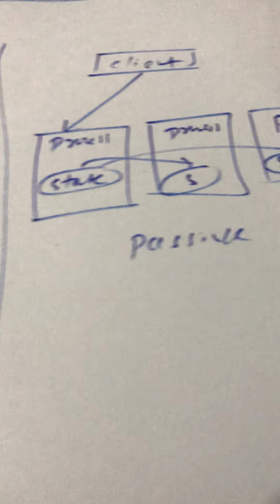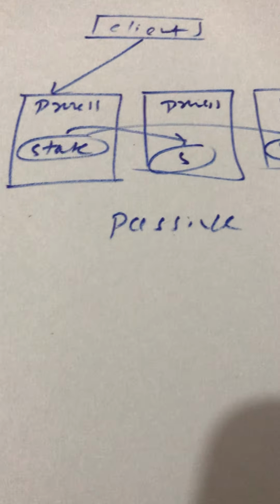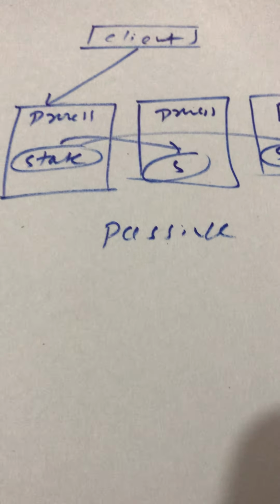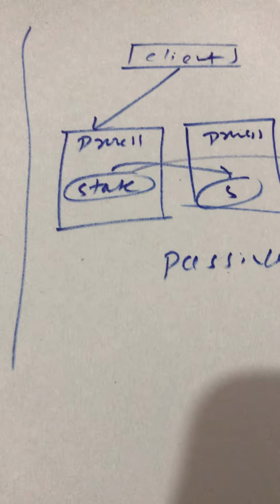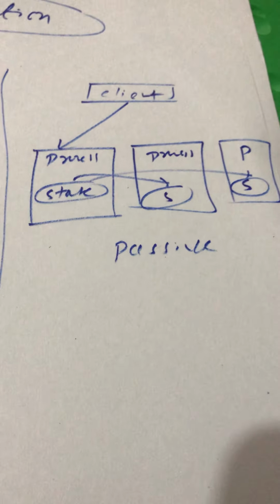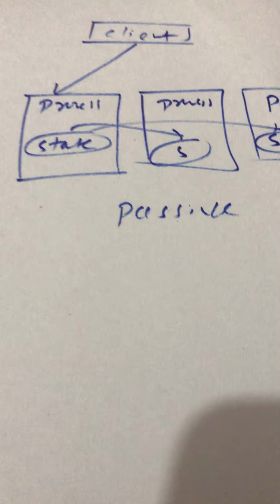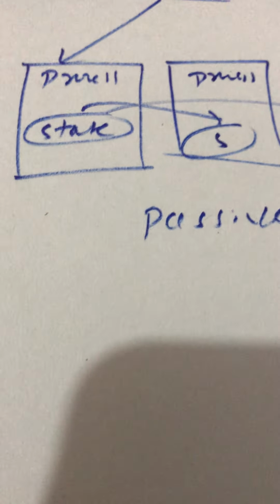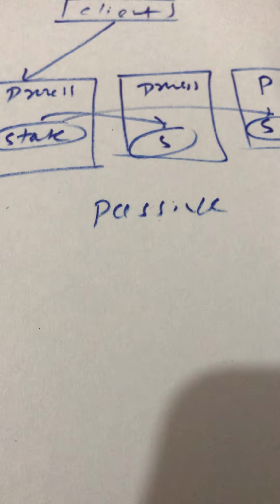Now I am going to explain passive replication. In passive replication, there is only one server that processes client requests. Only one server will process the client's requests. After processing a request, the primary server updates the state on the other servers and sends back the response to the client. If the primary server fails, one of the backup servers takes its place.